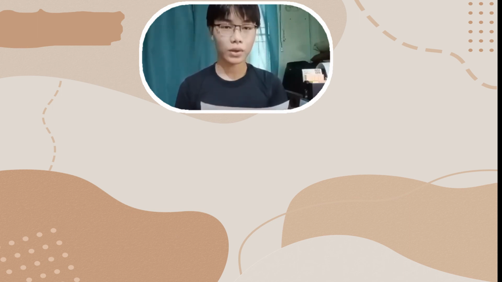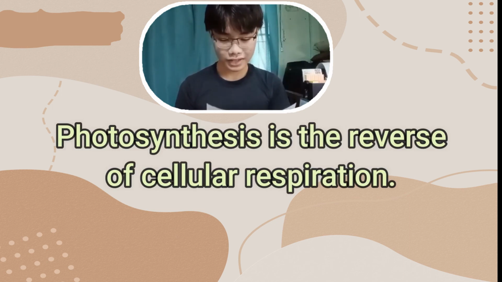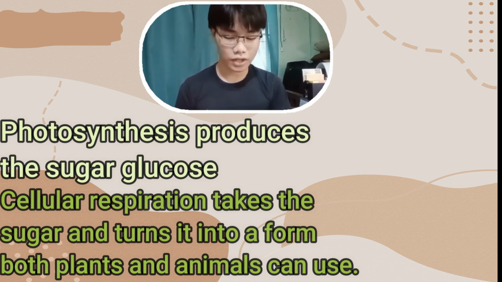Facts and trivia about photosynthesis. Photosynthesis is the reverse of cellular respiration. Both photosynthesis and cellular respiration yield molecules used for energy. However, photosynthesis produces the sugar glucose, which is an energy storage molecule. Cellular respiration takes the sugar and turns it into a form both plants and animals can use.